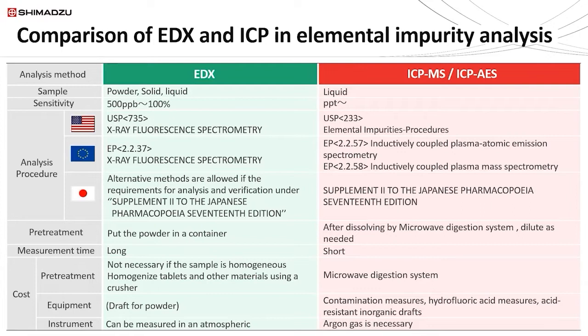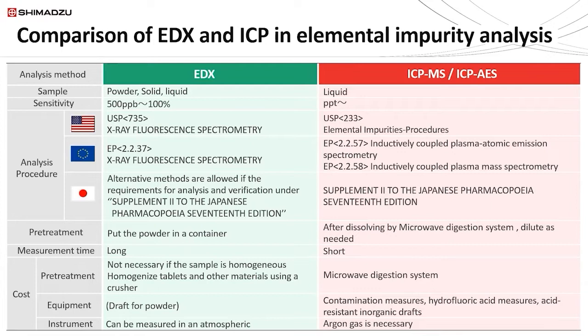We're going to be talking a lot about pharmacopoeias in this talk. USP 735 is a chapter in the pharmacopoeia that is specific for X-ray fluorescence analysis of pharmaceuticals. USP 233 is that for ICP-MS and ICP. So how I like to think of USP 735 is that it allows the user to consider using X-ray fluorescence in place of the method used for ICP-MS by USP 233.